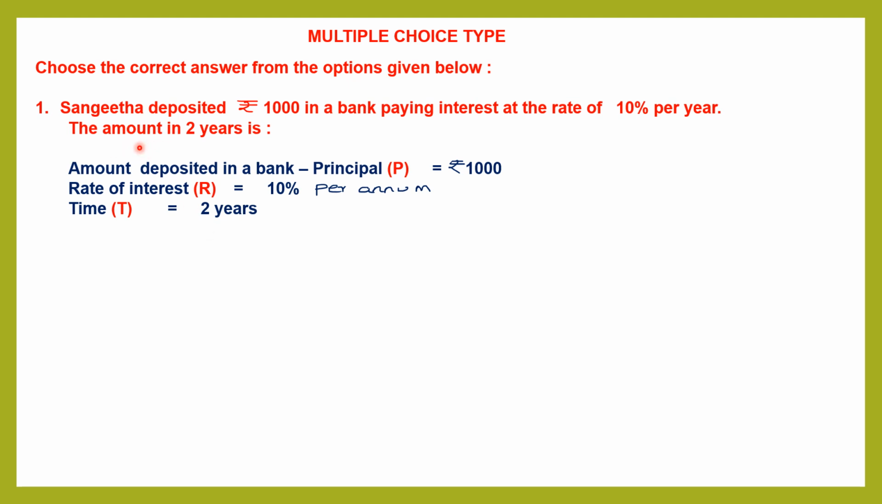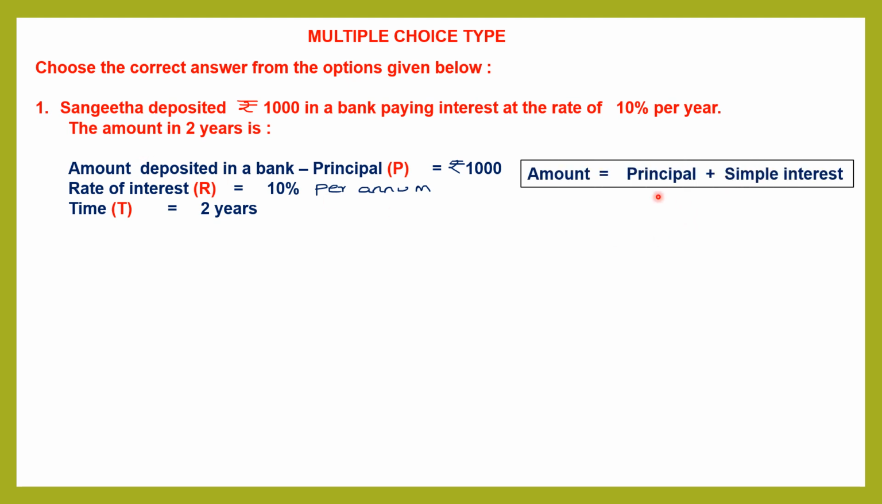To find the amount, what is the formula? The formula is principal plus simple interest. Now principal we already have, but simple interest we don't have. So first we have to find the simple interest. So what is the formula to find that? To find the simple interest, the formula is P into R into T by 100.